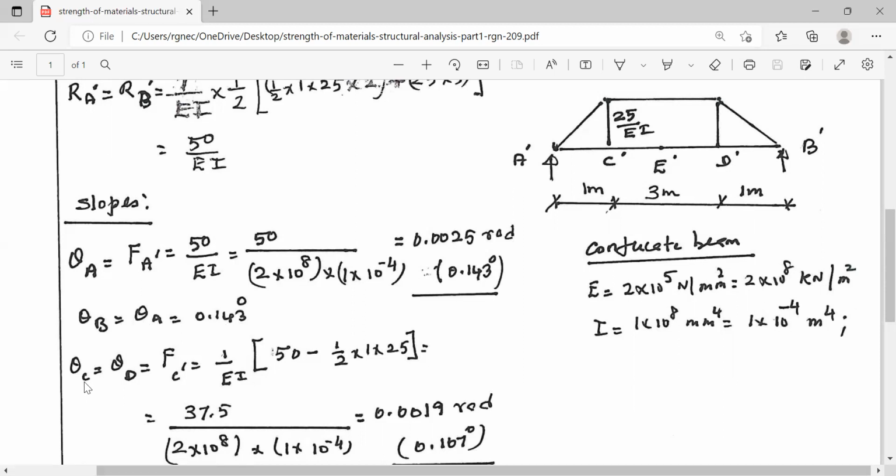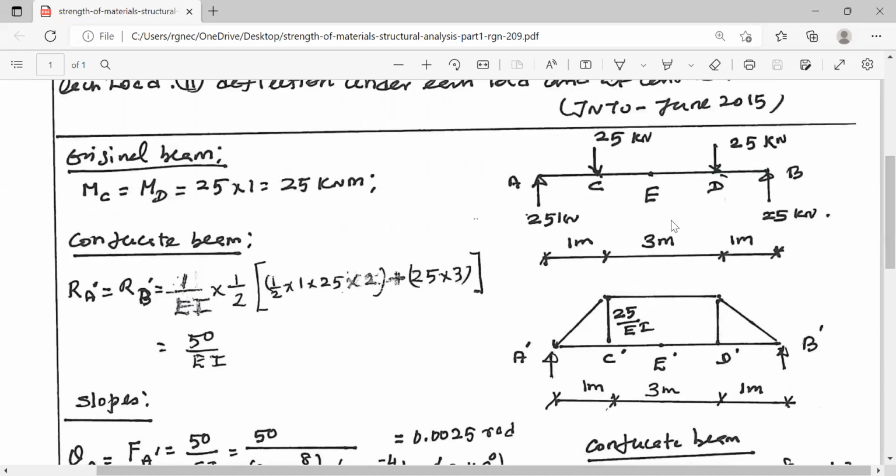Now we have to calculate theta C and theta D. That is the slope under the loads. Theta C is equal to the shear force at C dash. Slope is equal to shear force. Theta C is equal to shear force at C dash. Shear force at C dash is contributed by 2 components. One component is due to RA dash. The other component is due to this triangular load.